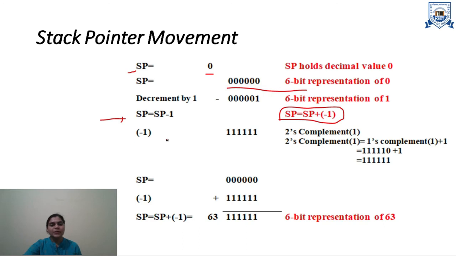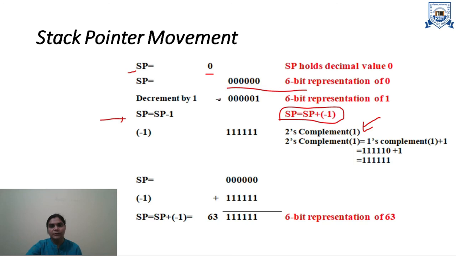Now for minus 1, negative numbers are represented in the form of 2's complement in digital systems. So we will calculate the 2's complement of 1 to represent minus 1. So minus 1 equals 2's complement of 1. So how do we calculate the 2's complement of 1?